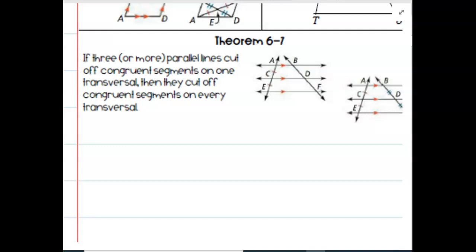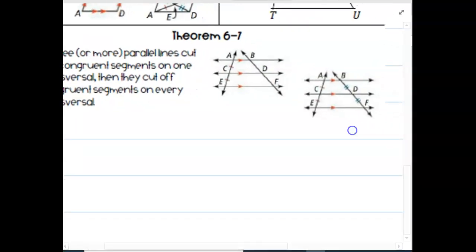So I've got these parallel lines. On this transversal, the parallel lines make AC and CE congruent. Okay, so that's the original information. If that's true, then any other transversal is also going to be cut into congruent segments. Now, what that means is that this transversal is going to be cut into congruent segments here and here. So you can see that marked over here. BD and DF are going to be congruent. So don't get that confused with AC congruent to BD. That's not what it's saying. It's saying if these are congruent, then those are going to be congruent.